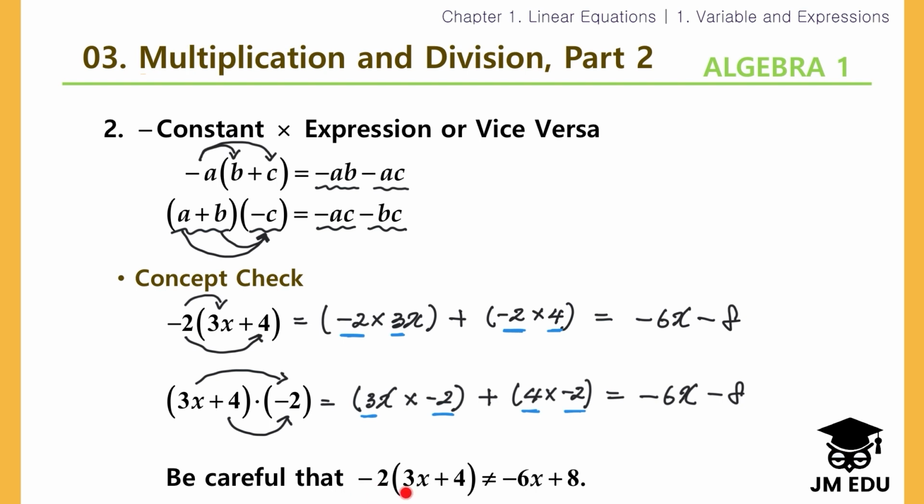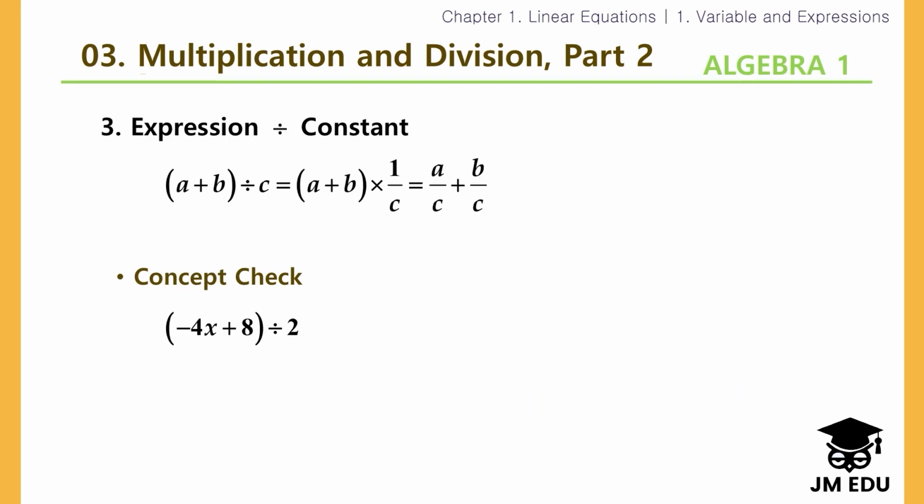One thing we have to be careful with is that, let's say we have negative 2 times 3x plus 4, then this negative is distributed to both of these terms. Negative 2 times 3x plus negative 2 times 4, right? Then that's going to be negative 6x minus 8. If we write negative 6x plus 8, that's not correct. It is wrong, okay? So remember, this negative is multiplied to both of these terms.